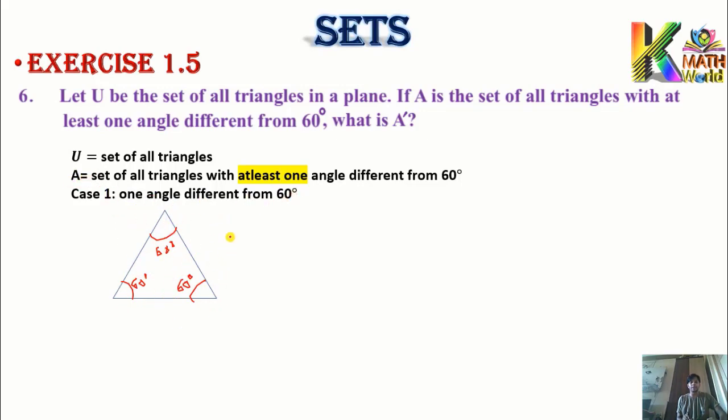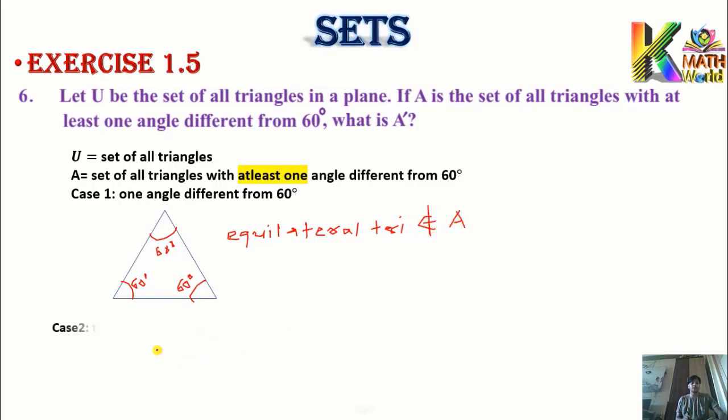This type of triangle is called an equilateral triangle. An equilateral triangle does not belong to set A.